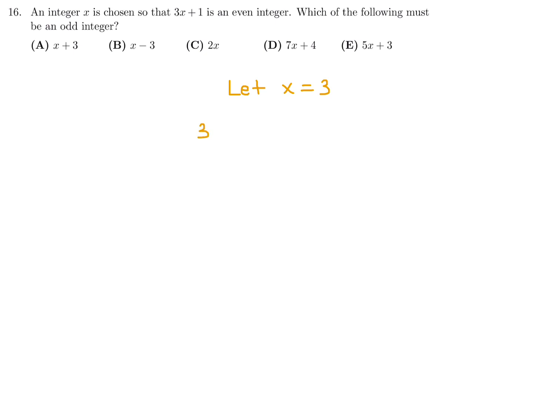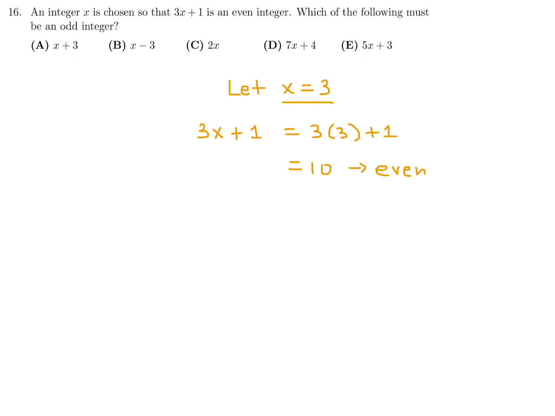First, let's figure out if 3x plus 1 is indeed even. 3x plus 1 would be 3 times 3 plus 1, which is 10. And yes, that is even. So that satisfies that part. Now what I'm going to do is substitute x equals 3 into each of these answer choices and figure out which one is odd, which is what they want me to do.